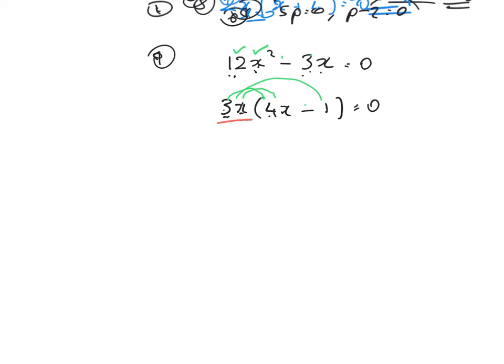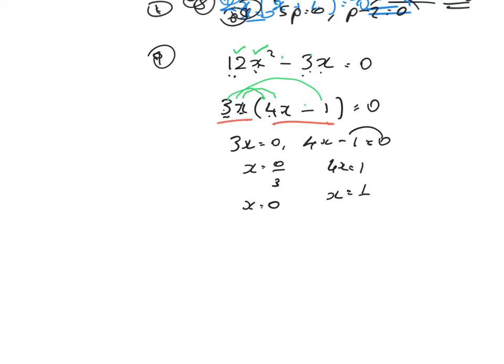So now I've got that could be 0, or that could be 0. So 3x equals 0, or 4x minus 1 equals 0. x equals 0 over 3, x equals 0. Bring that over, change its sign. 4x equals 1, or x equals 1 over 4. Final answer.